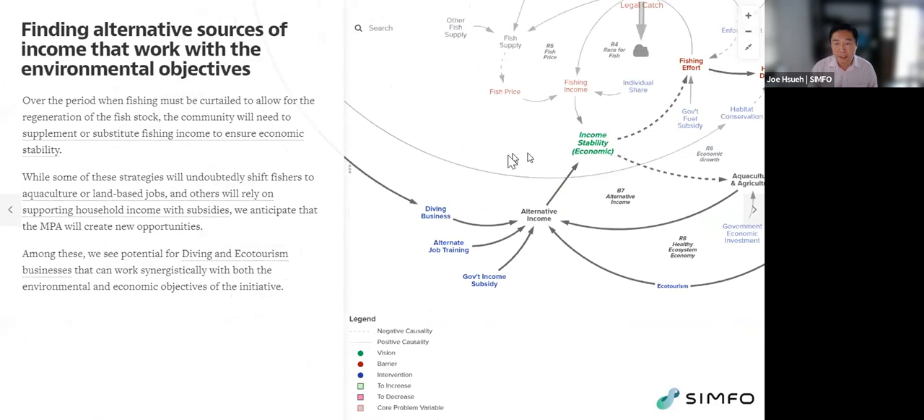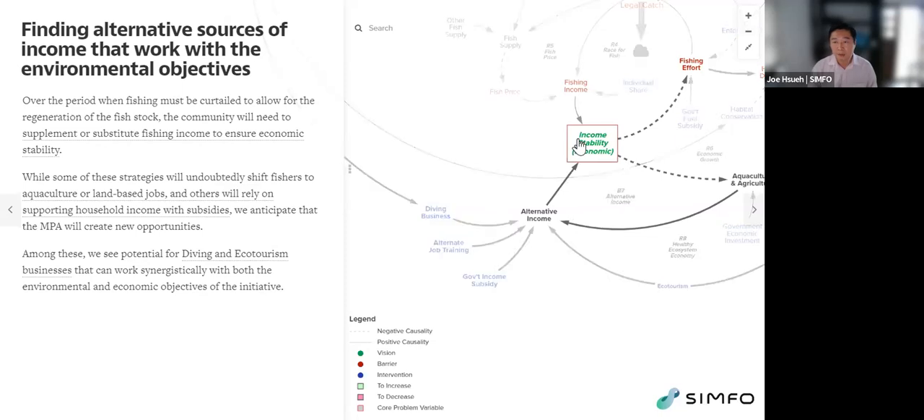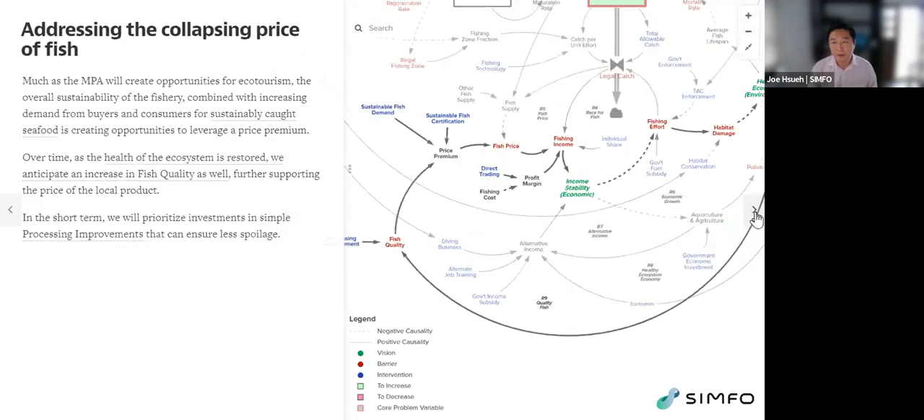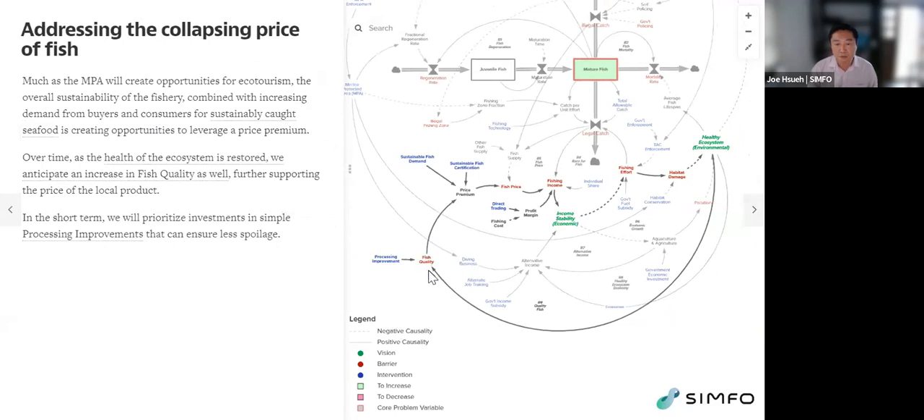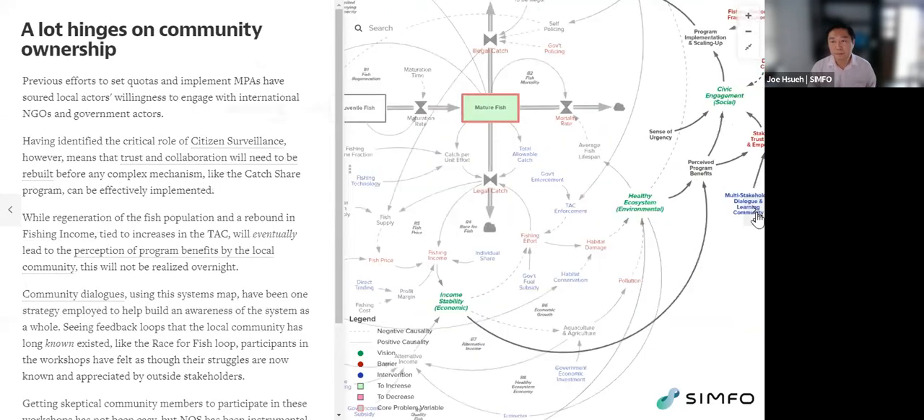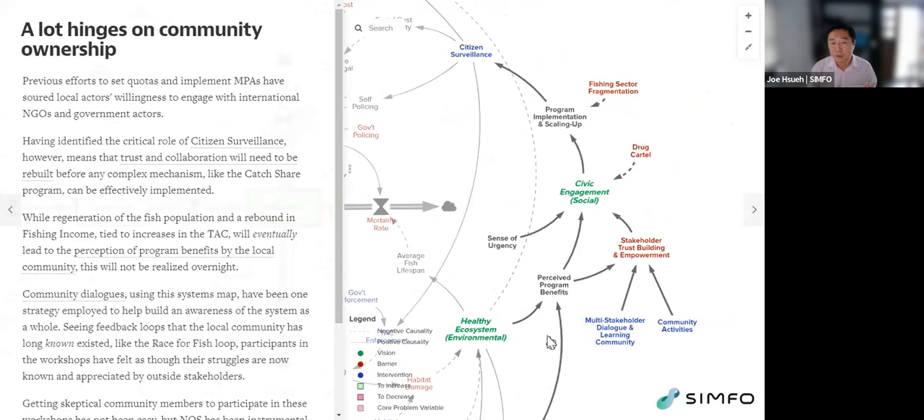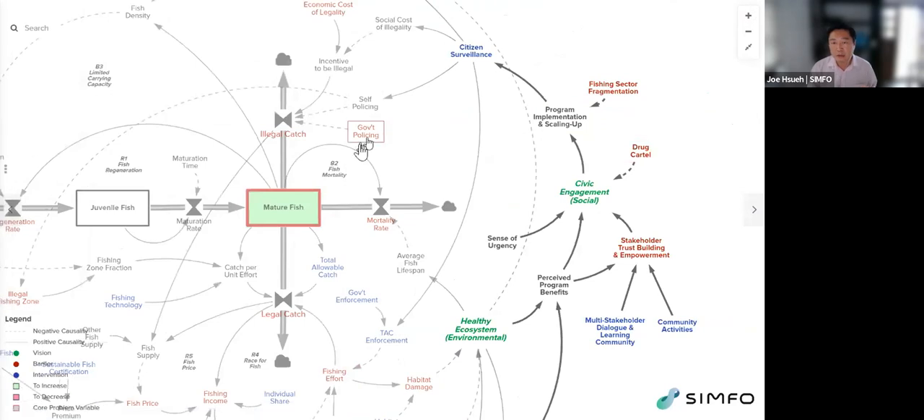There is the alternative income part: scuba diving, alternative job training, and income subsidy could help with that. There are other interventions like increasing fishing quality, process improvement, and fishing certification to increase the price premium, so that it incentivizes more sustainable catch. And this part is civic engagement. All those solutions sound great, but in order for this to happen, we must engage the stakeholders together to scale up those solutions.